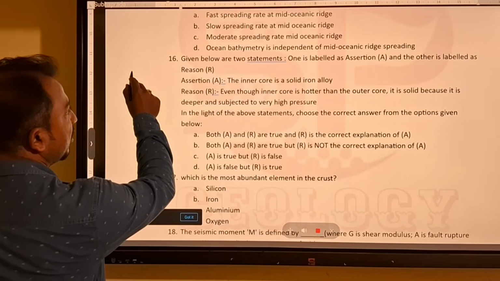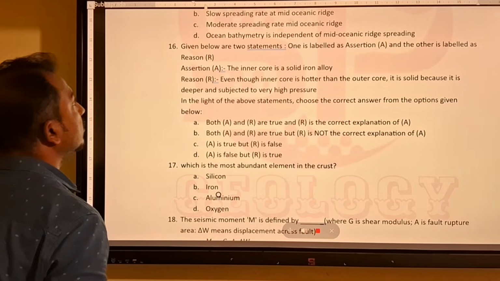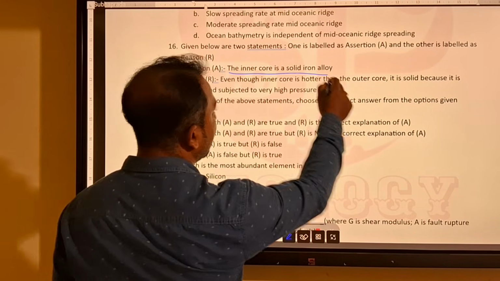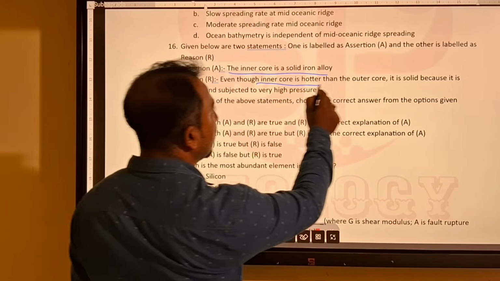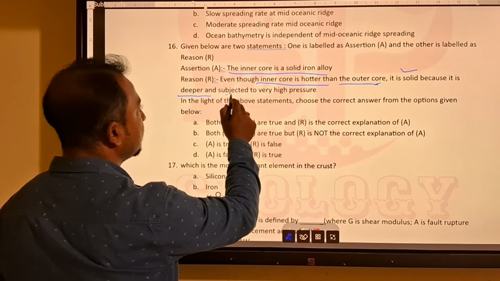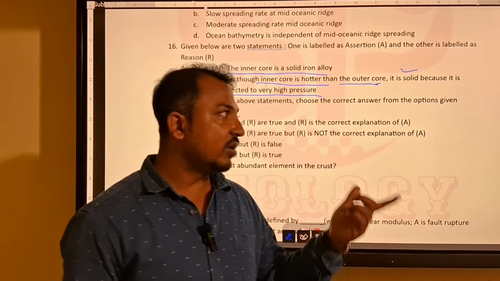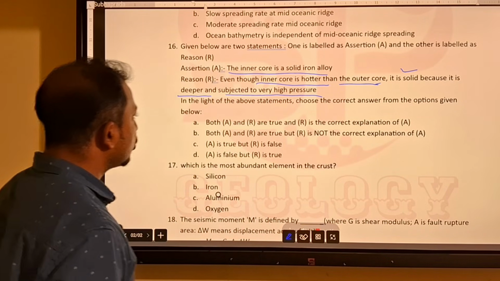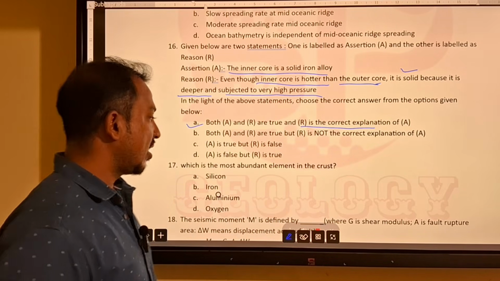Next question, assertion and reason. The inner core is solid iron alloy. So you know the inner core is solid. Why is it solid? Even though the inner core is hotter than the outer core, it is solid because it is deeper and subjected to very high pressure. So because of high pressure, the inner core is solid. We all know that pressure increases the melting temperature. So both A and R are true, and R is the correct explanation of A.